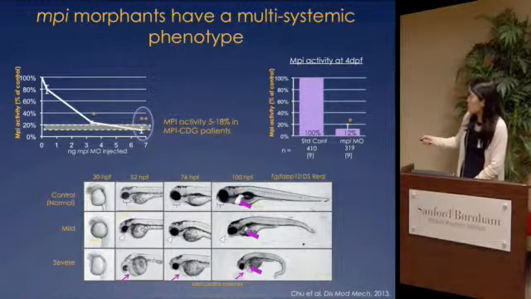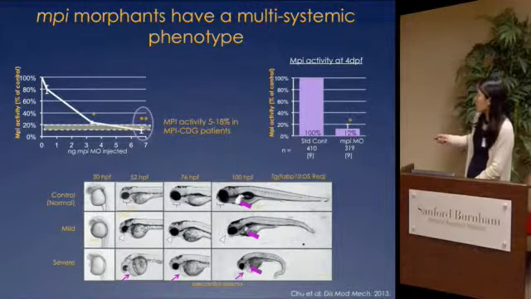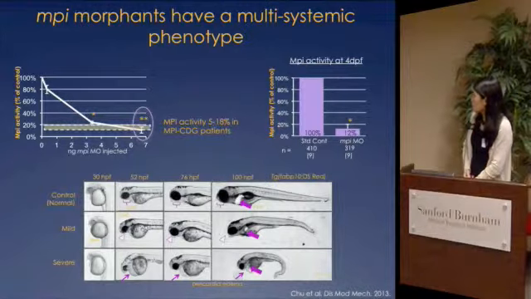And this is a picture of a normal zebrafish. Here's the liver, here's the jaw, here's the brain, the eye, and this is where the heart sits, right in front of the liver. And you can see that when we inject our morpholino, we get a multisystemic phenotype in which the liver size is smaller, there's some pericardial edema, there's jaw defects, brain defects.